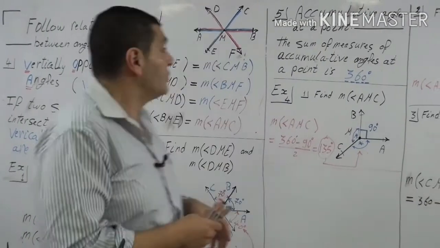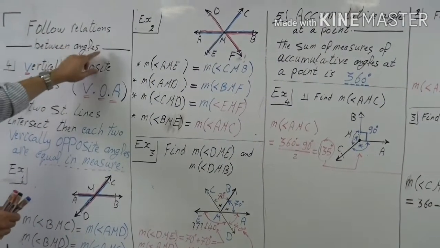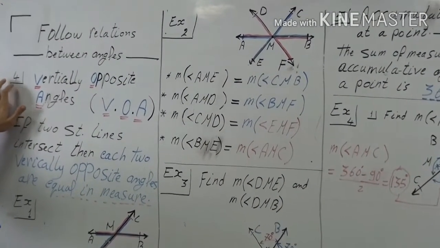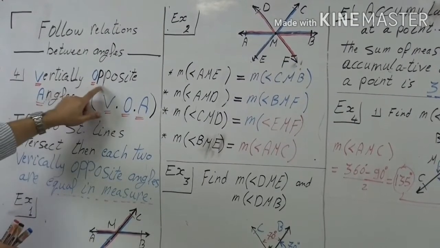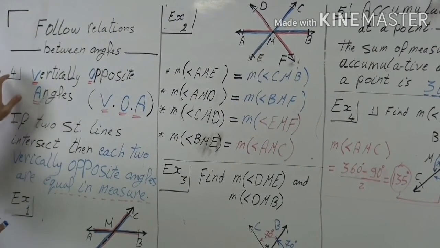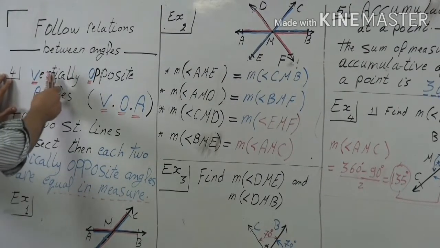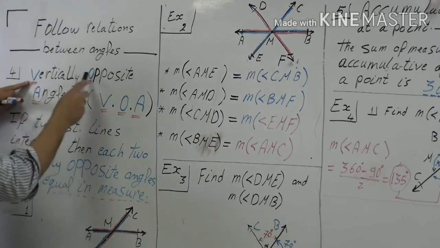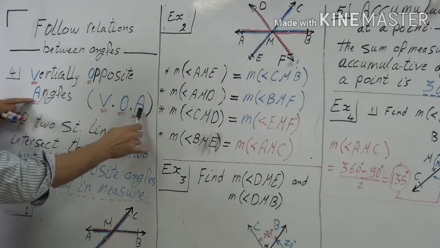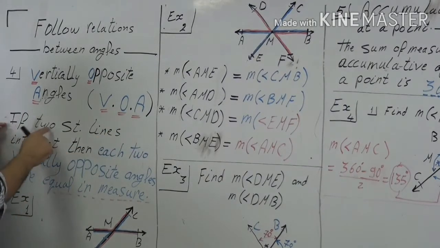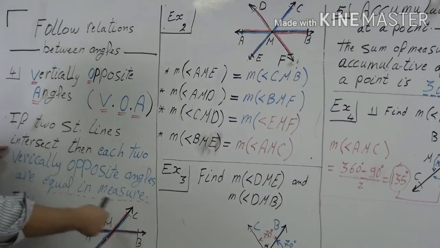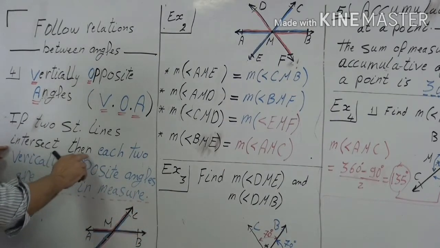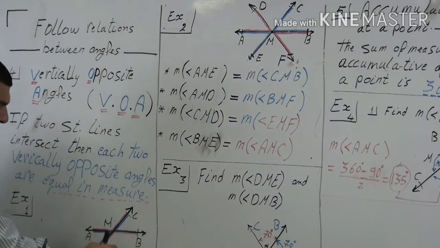Lesson today to follow relations between angles. Again, relation number 4, vertically opposite angles, which is called the VOA. If two straight lines intersect, then each two vertically opposite angles are equal in measure.